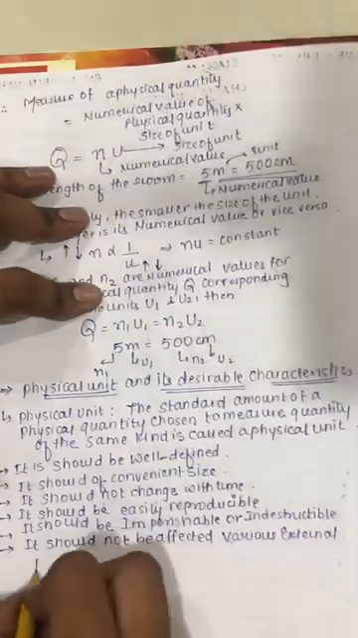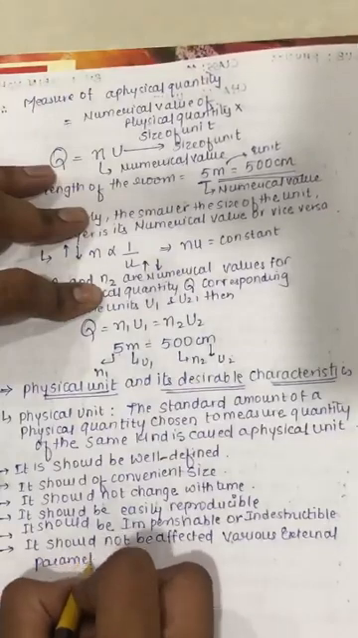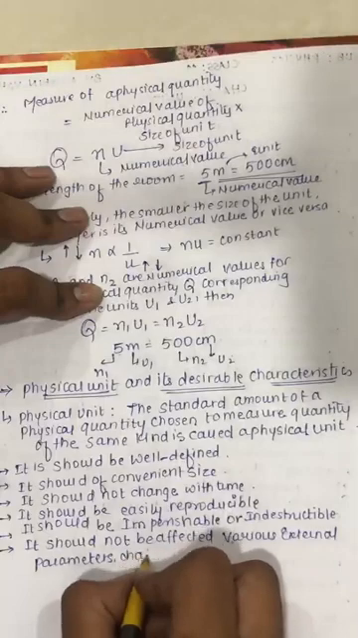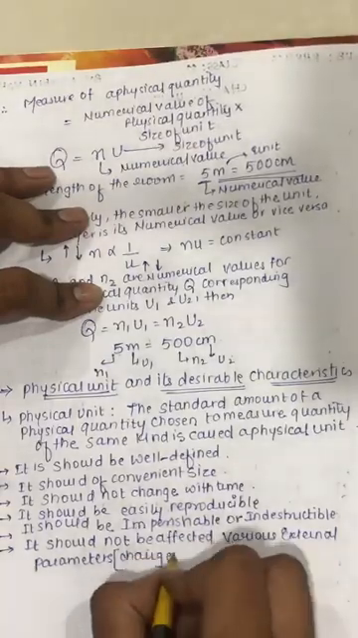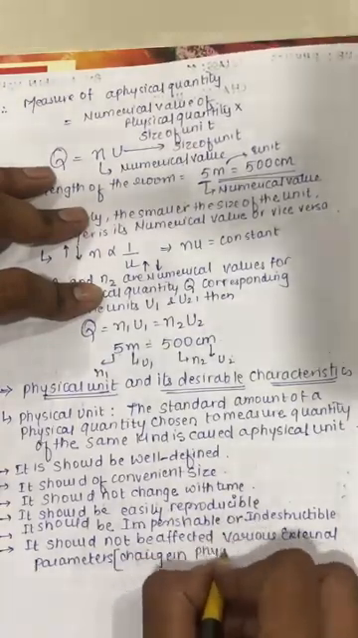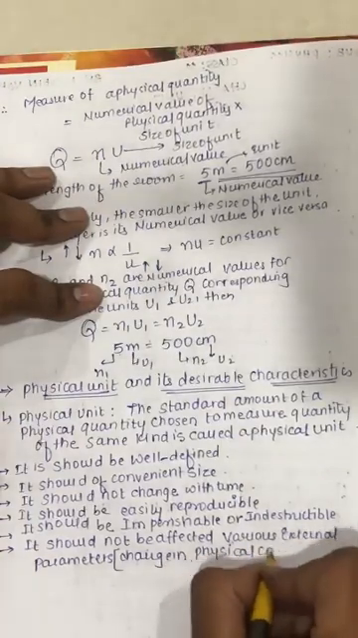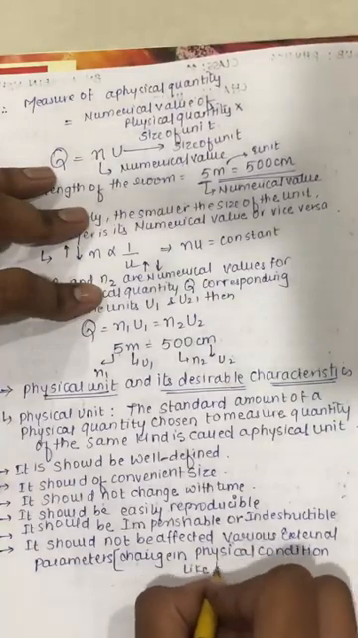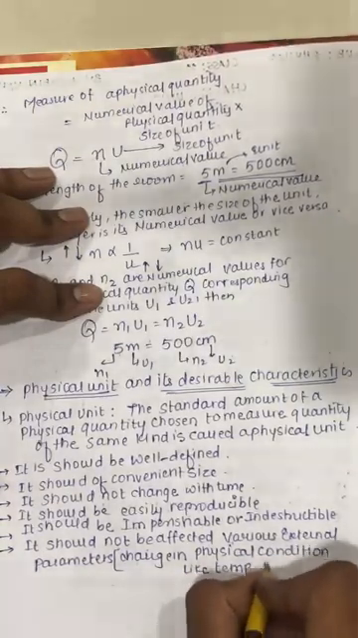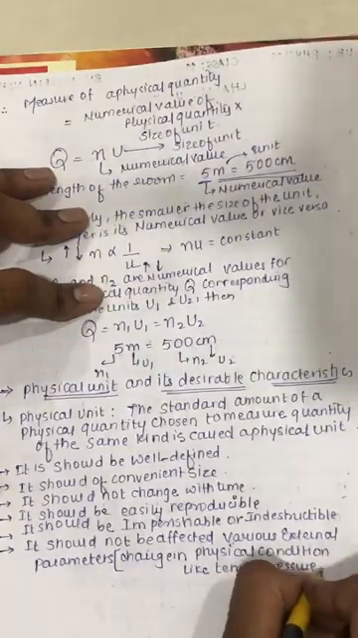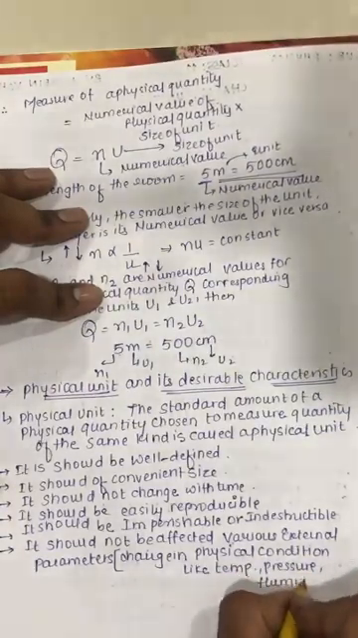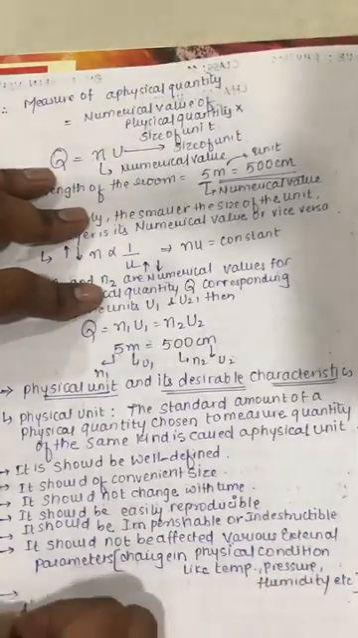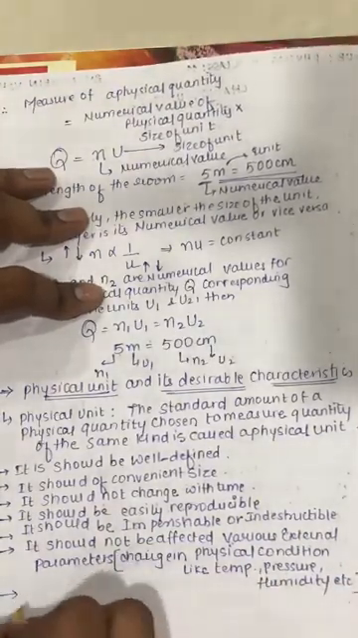Sir, what do you mean by external parameters? External parameters in the environment, what are they? Change in physical conditions, you can say more precisely, like temperature, pressure, humidity, etc. Clear? The next point, it should be internationally acceptable.